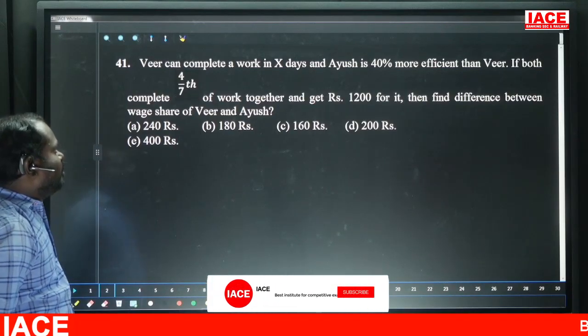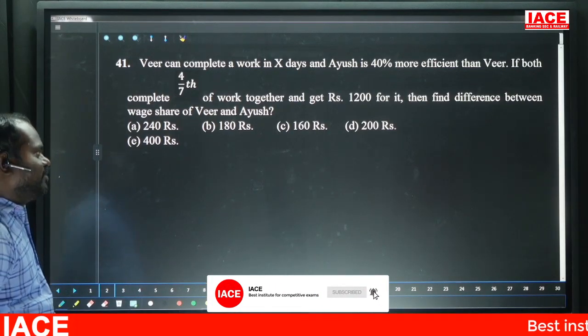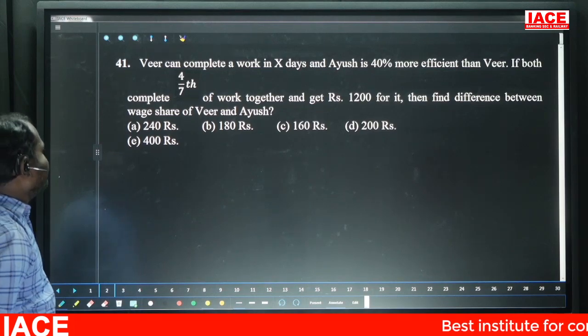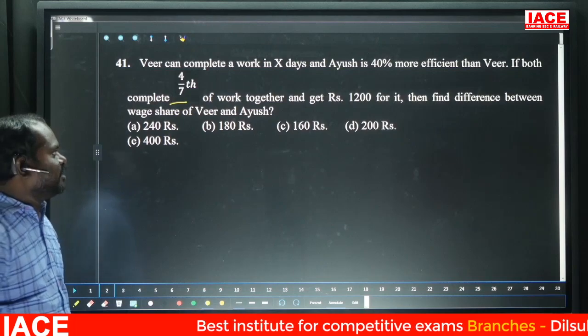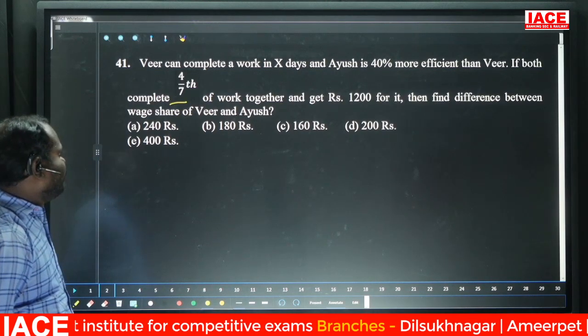Veer can complete a work in X days. Ayush is 40% more efficient than Veer. If both together complete 4/7 of the work and get 1200 rupees for it, find the difference between the wage share of Veer and Ayush.